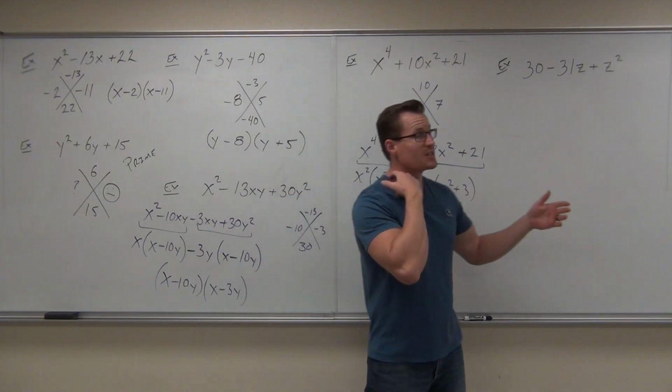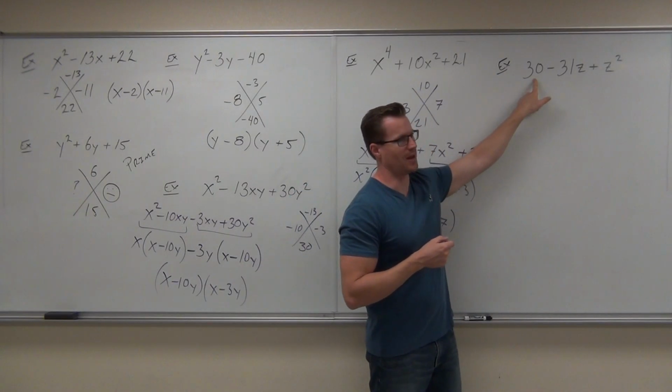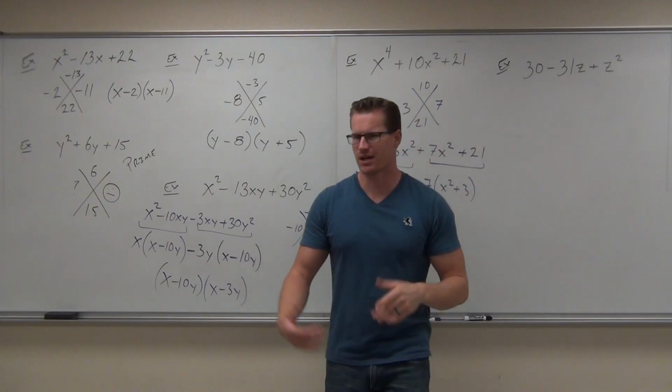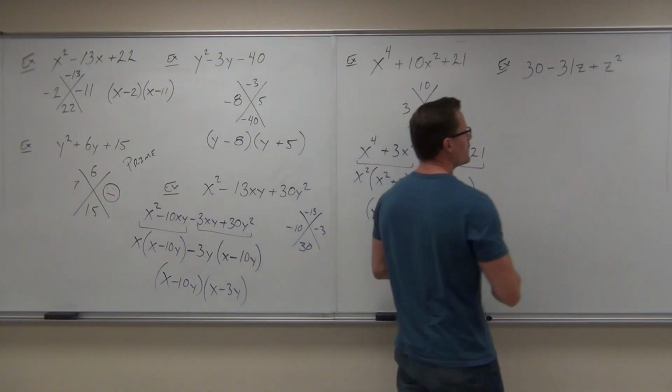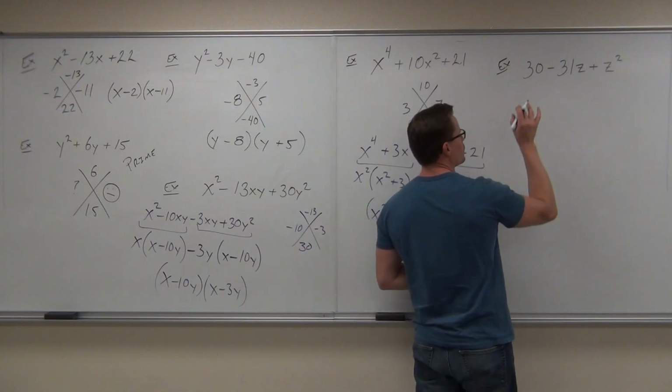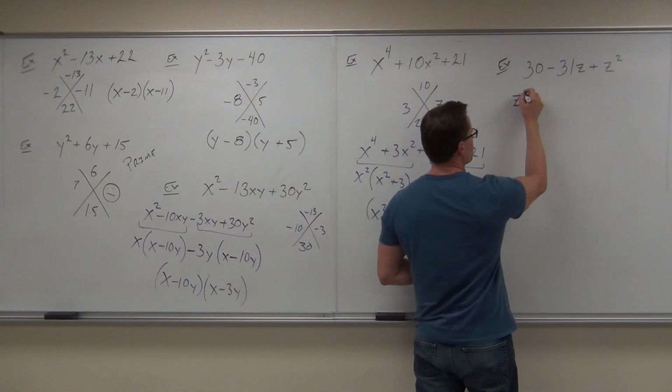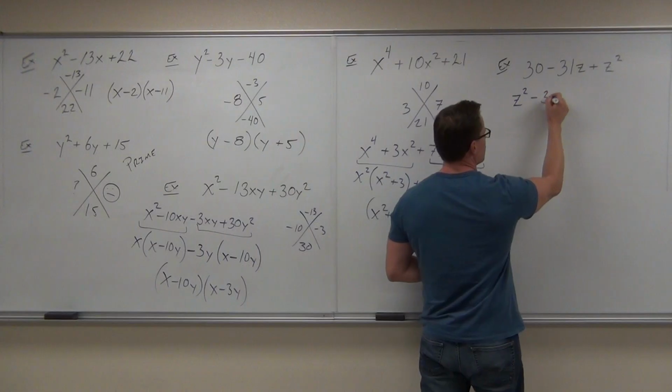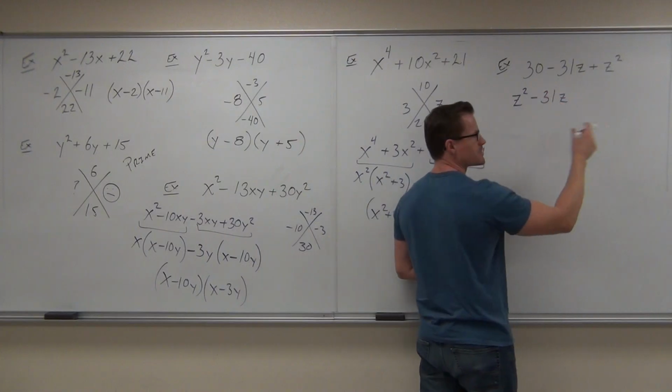Especially if you're a person that would put A as 30, don't do that. Put this in order first and then start checking the stuff. As soon as we arrange it, that really helps us. What's supposed to go first? Z squared. And then what? Minus 31z. Remember that terms always go with the sign in front of them.